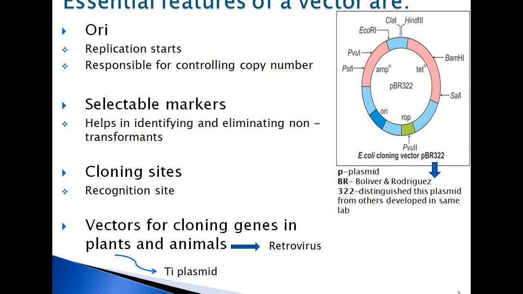Right? In order to link the alien DNA, the vector needs to have a recognition site for the commonly used restriction enzyme. Presence of more than one recognition site within the vector will generate several fragments, which will complicate the gene cloning. So for that, we need a single cloning site.